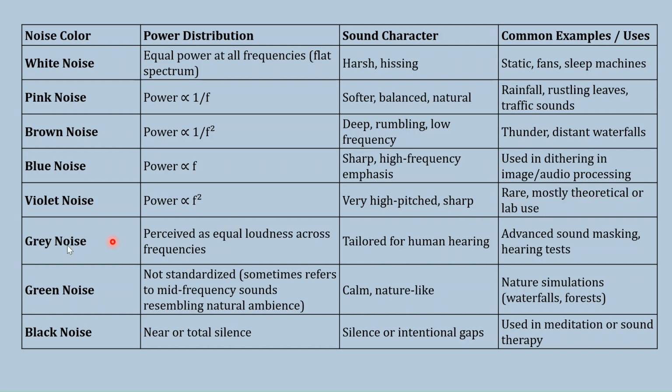Then we have the grey noise, which is perceived as the equal loudness across the frequencies, and it is mainly designed for the human hearing, and it is utilized in the advanced sound masking or the hearing test. Then we also have the green noise, which is not standardized, but sometimes refers to the mid frequency sound resembling the natural ambience, meaning if we cut the lower and higher frequencies and consider the sound distribution in the mid frequency, then it is green noise.